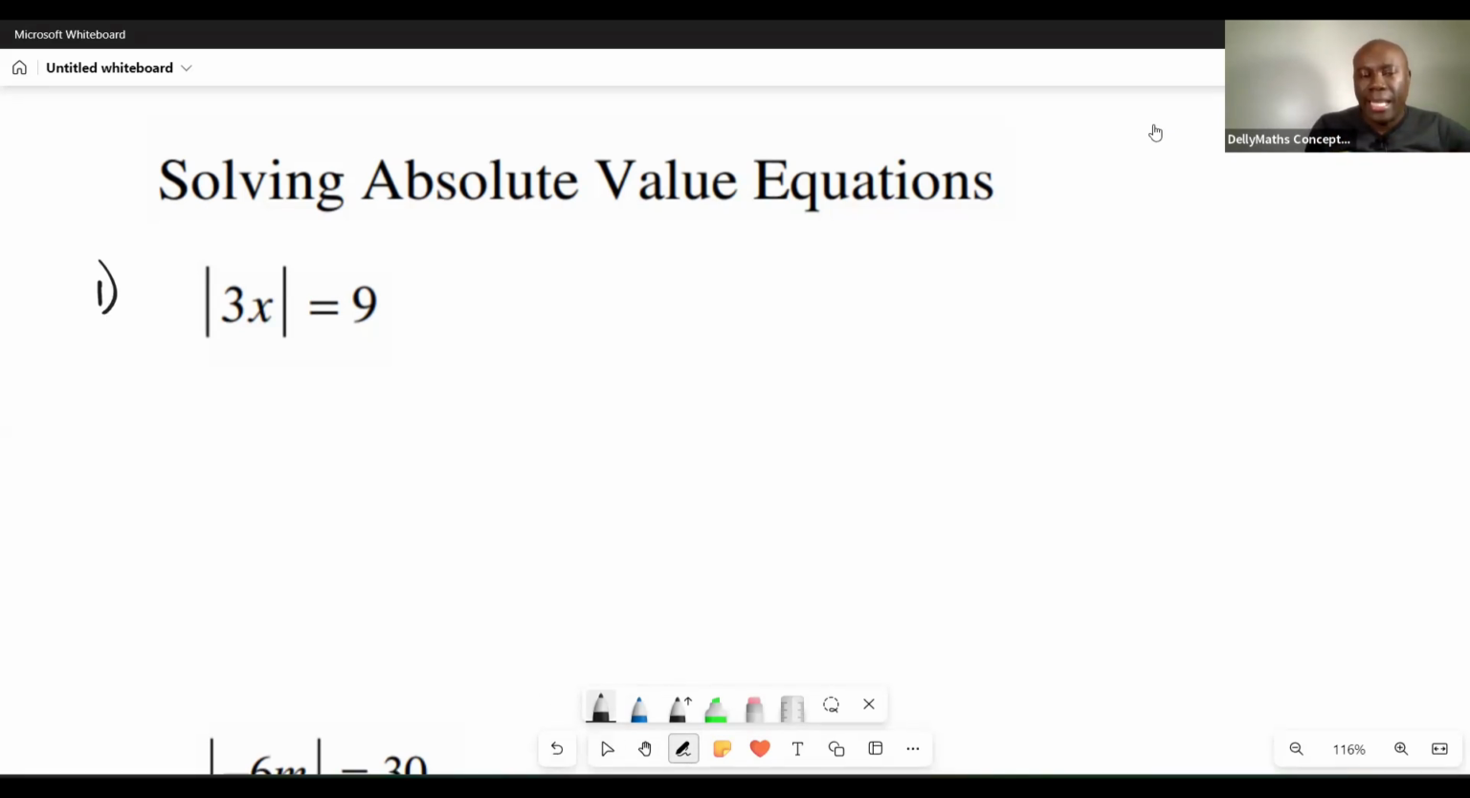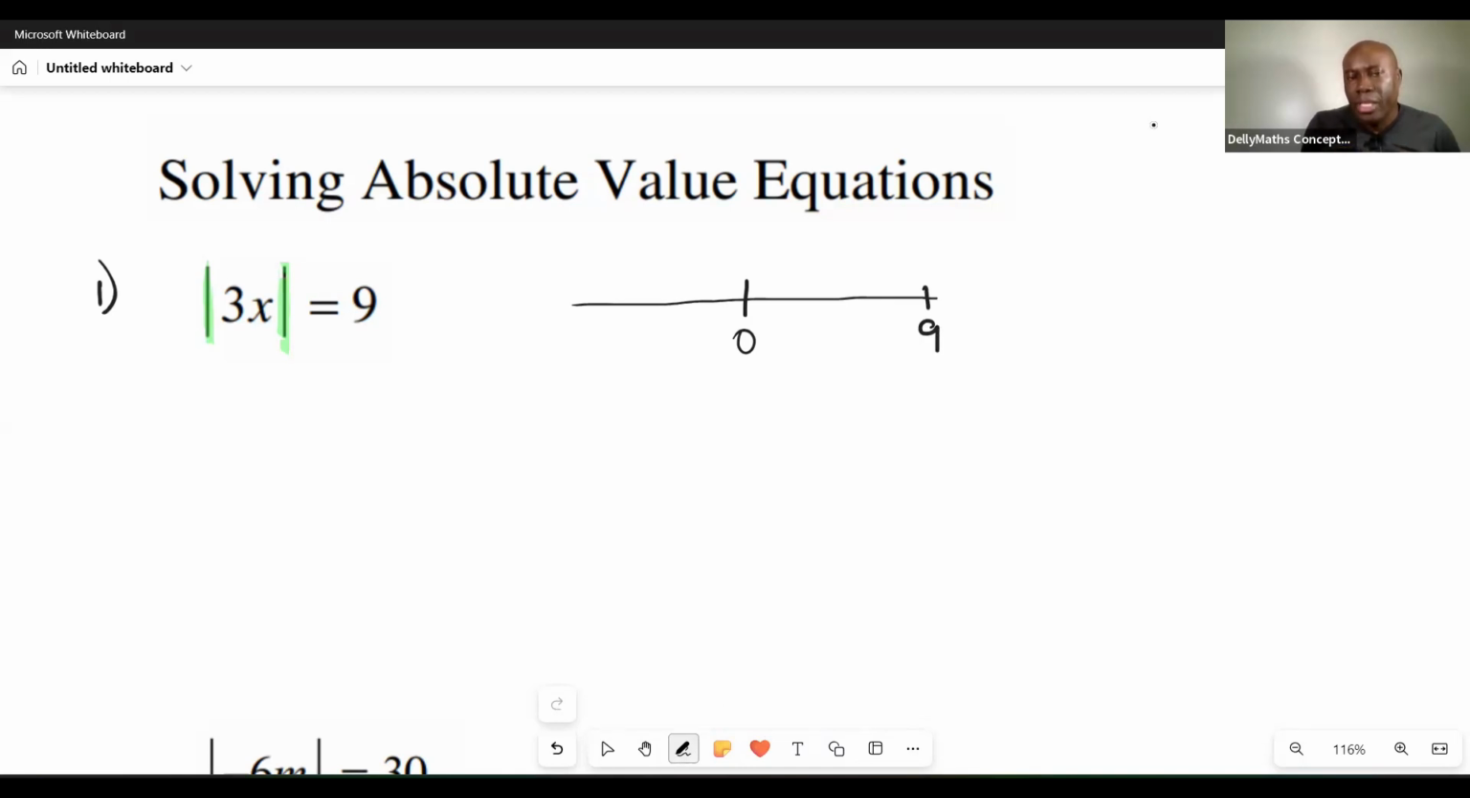Absolute value of 3x equals 9. These two bars that we're looking at here refer to the absolute value. The absolute value is referring to how far an idea is from zero. So 0 is our marker. This is saying that the absolute value of this idea here is 9. Technically, it is saying this is 9 units from 0.